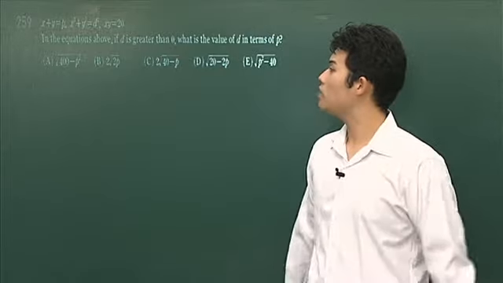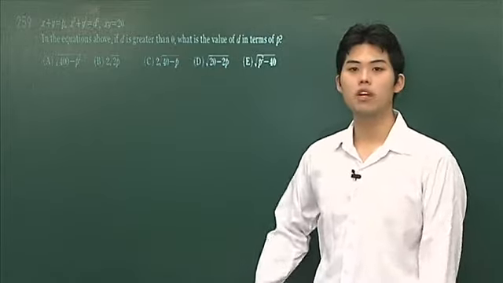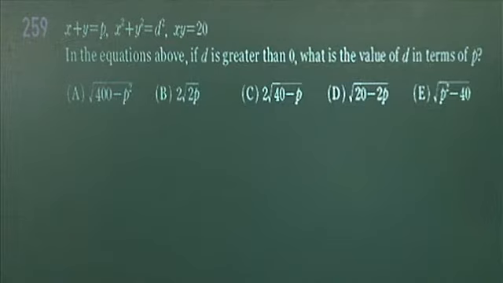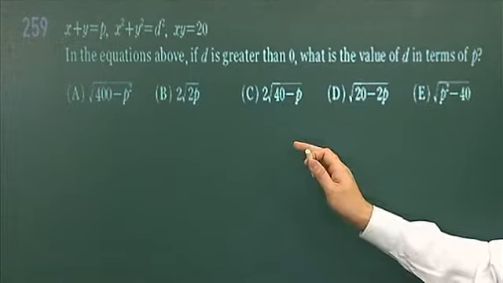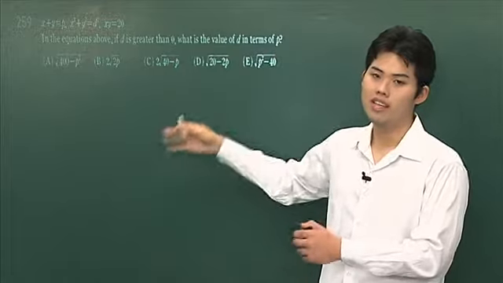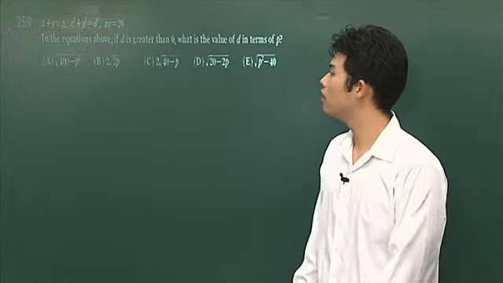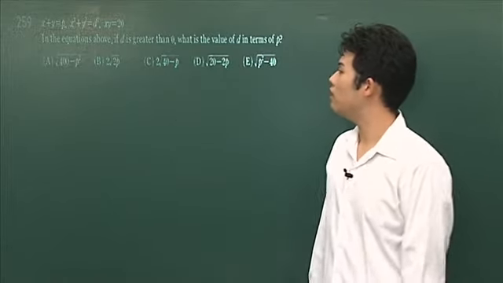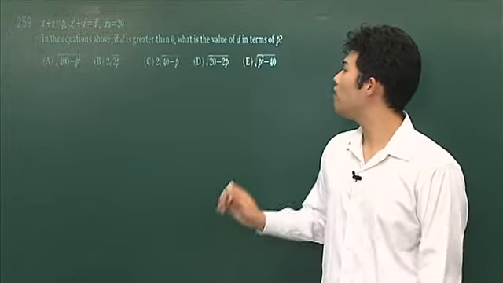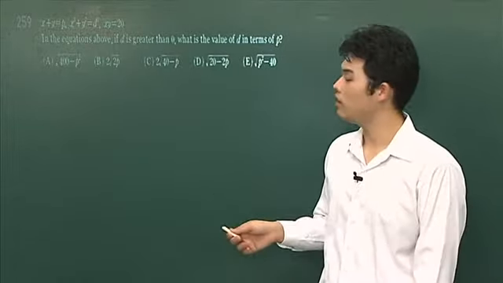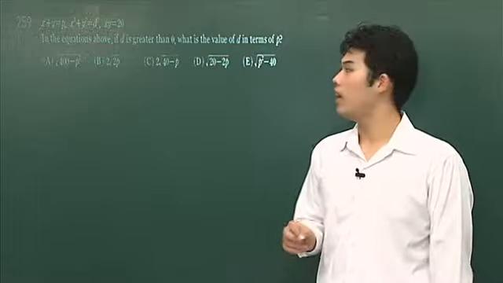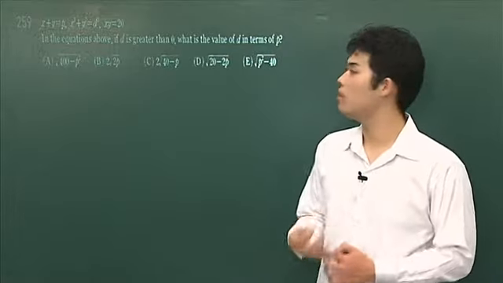which states that if x plus y equals p, and if x squared plus y squared equals d squared, then x times y is equal to 20. Or rather, x times y is equal to 20 as a separate condition. It says here in the equations above, if d is greater than 0, what's the value of d in terms of p? So this is going to take a little bit, again, of time to think about.